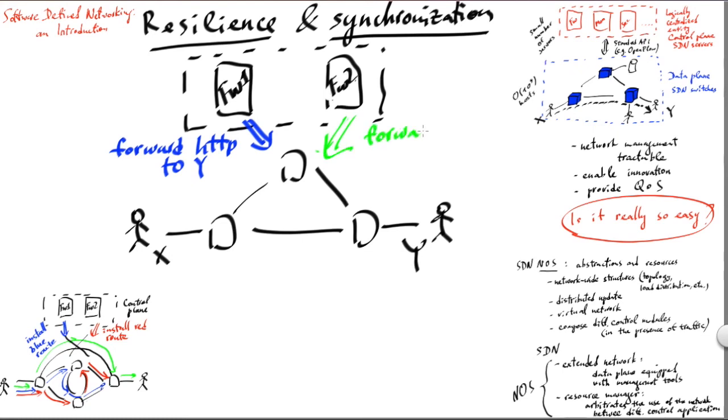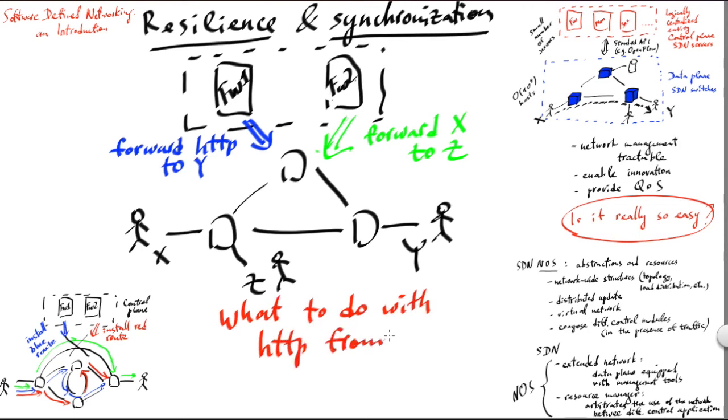And let's suppose that the second forwarding module is trying to forward all traffic from X to user Z. And again, the question is what to do with HTTP traffic from X; it is not so easy to answer. Typically, you would say that in this case, the two policies proposed by different control modules do not compose. So composition is a problem which must be solved by the control plane. And again, this kind of problem may be difficult to address in the presence of ongoing traffic.